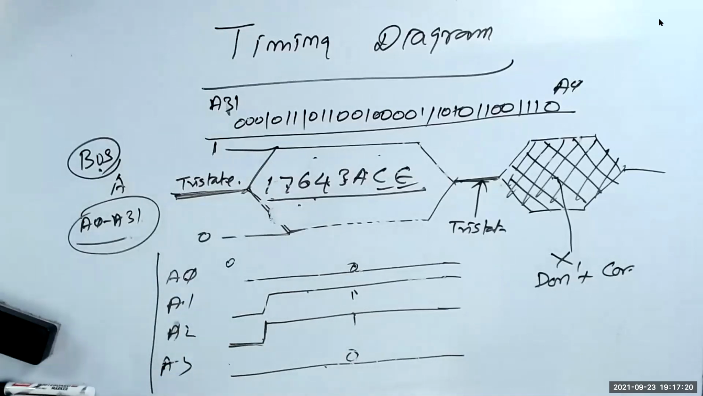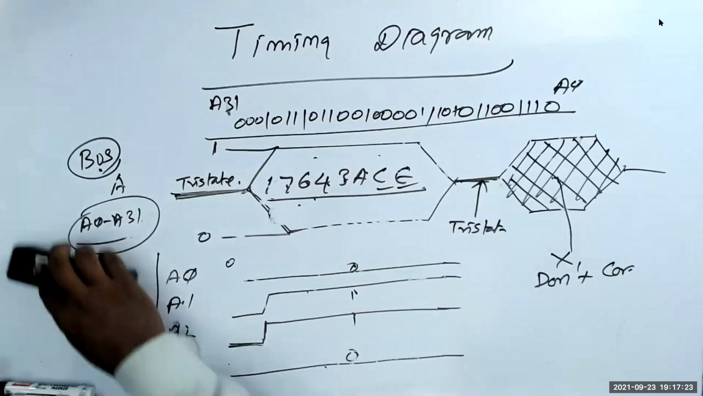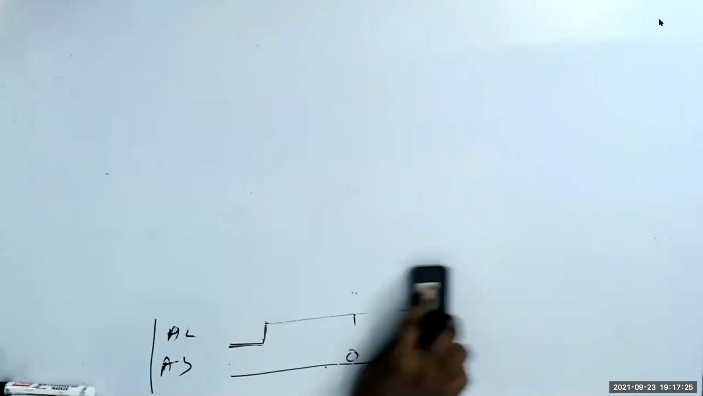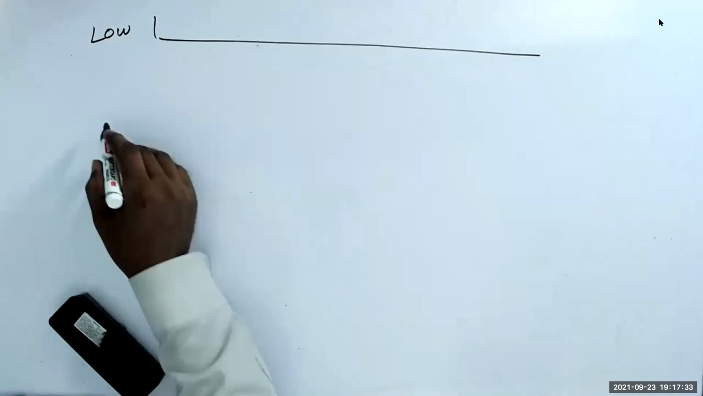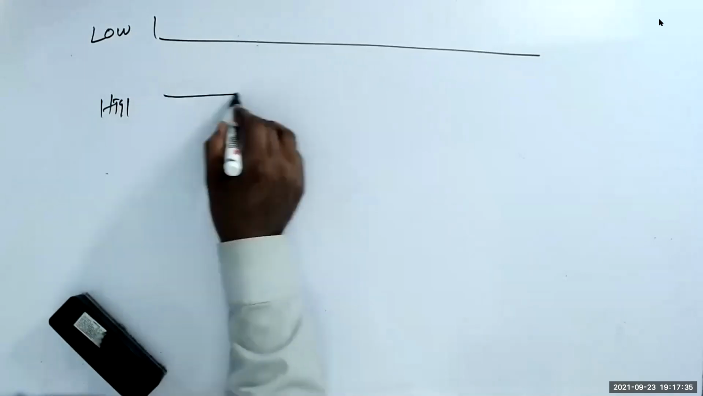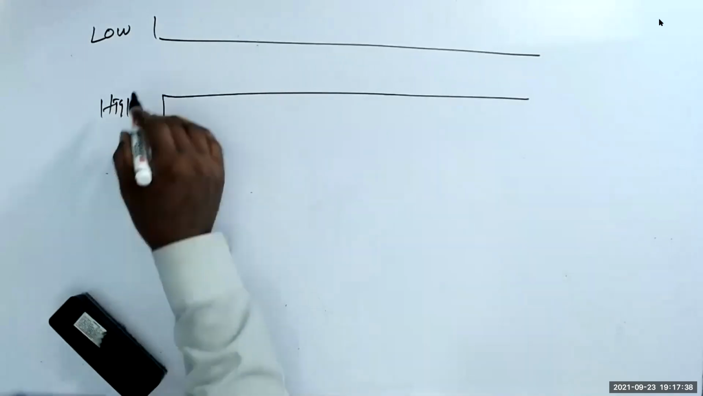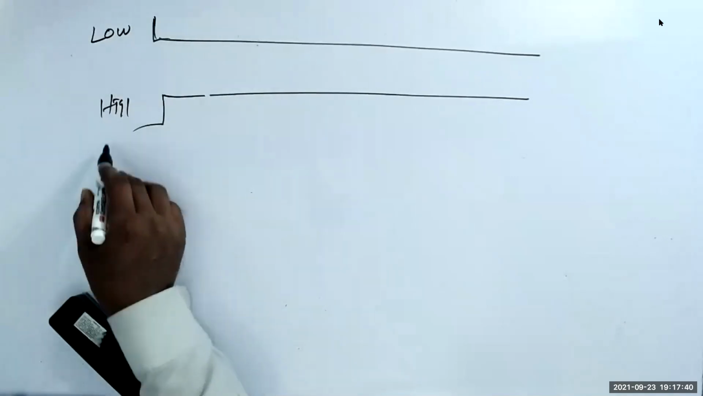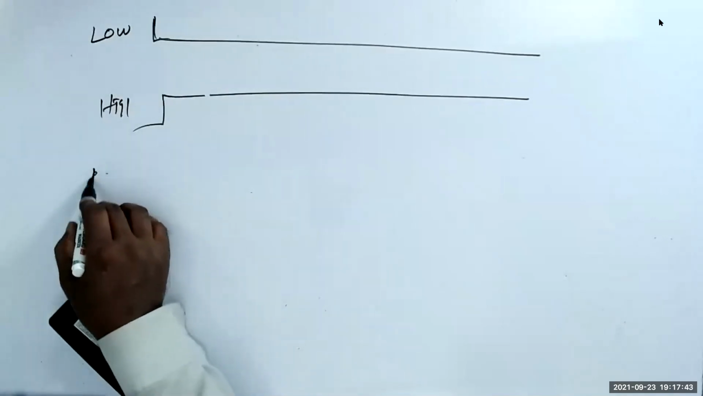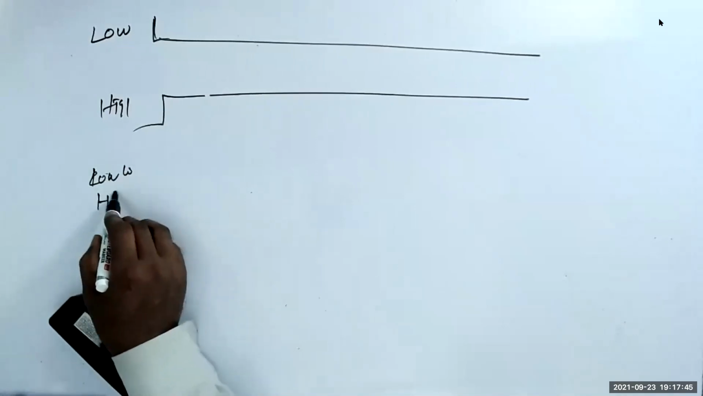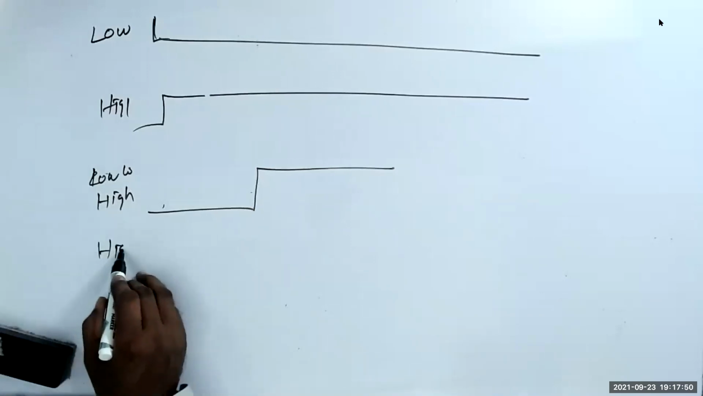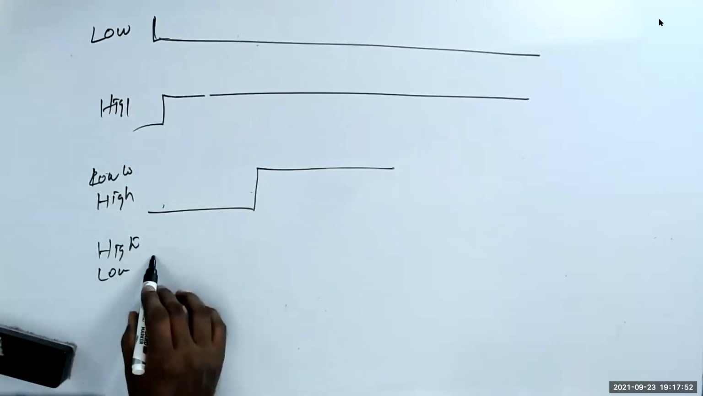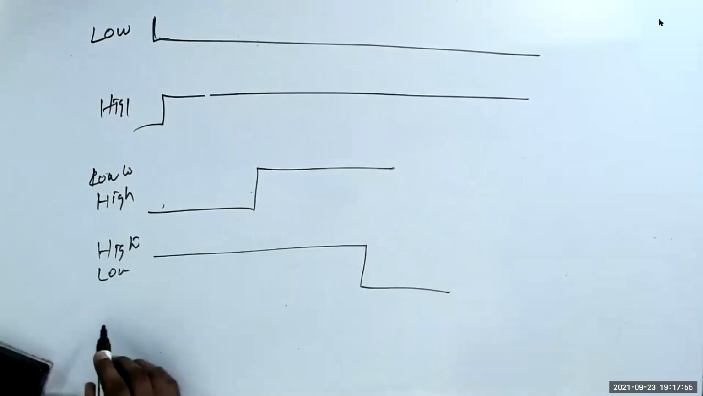Okay. So there are 5 in the timing diagram. Remember, there are 5. One is low. Second one is high. Third one is low to high. Fourth one is high to low. And fifth one is bus.